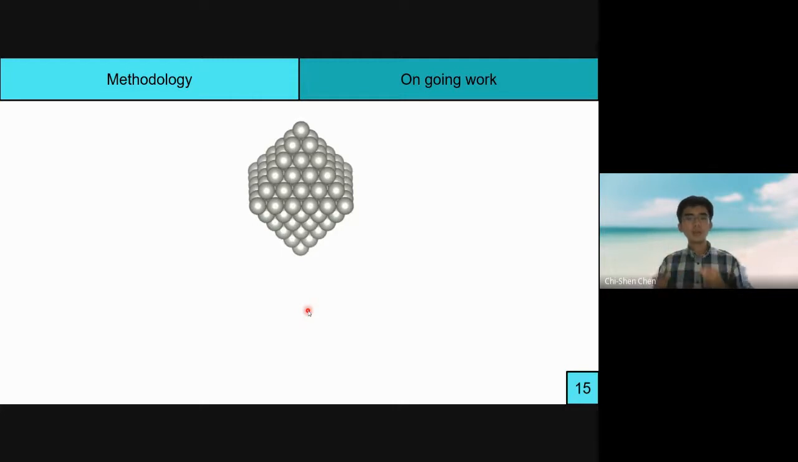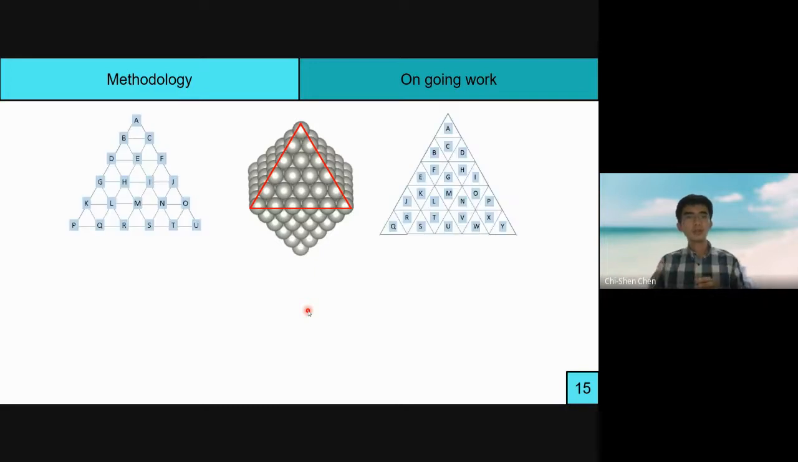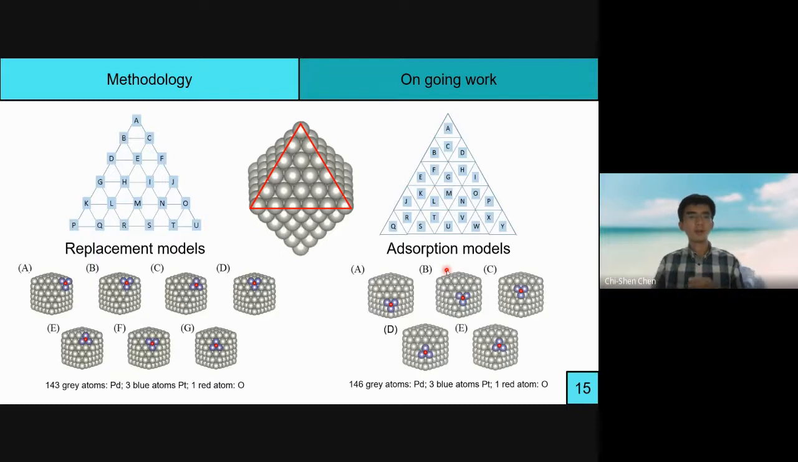In the 146 platinum octahedron models, there are 8 facets. Each facet is equivalent, so we only need to investigate one facet. In each facet, there are these replacement sites and these absorption sites. So there are many combinations, but many of them are repeated. After deleting the repeating ones, we have these 7 replacement models and these 5 absorption models.